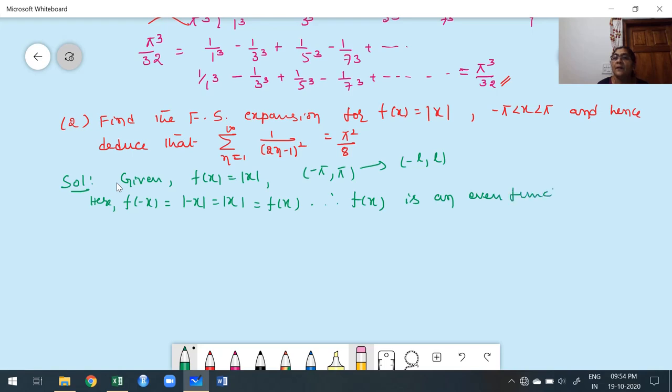F of x is an even function over the interval minus pi to plus pi, and which value is 0? Bn is 0. You already know that.